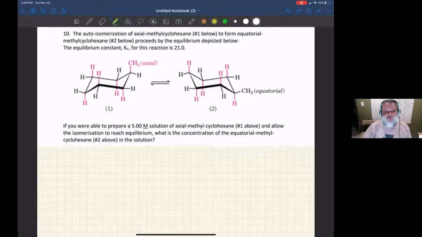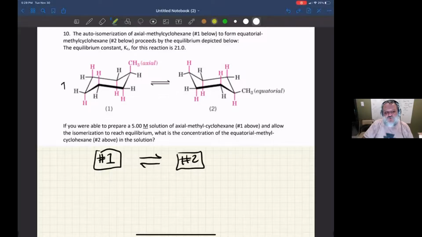It says that the autoisomerization of this axial methyl cyclohexane, number one, to form equatorial methyl cyclohexane, number two, proceeds as described, and it gives you an equilibrium constant. But it's ultimately asking you to figure out what the concentration of, and I'm just going to stop using all the names and just call them number one and number two, it asks for the concentration of number two. So I can rewrite this whole reaction as 1 goes to 2.